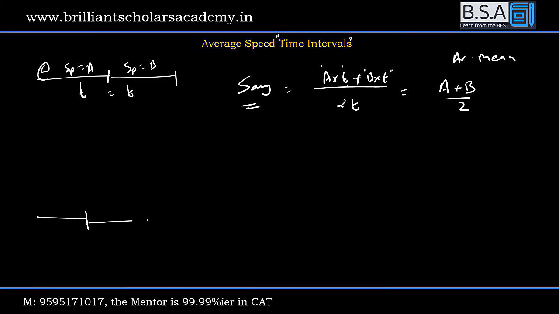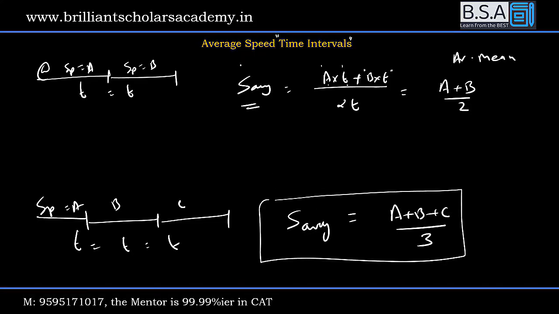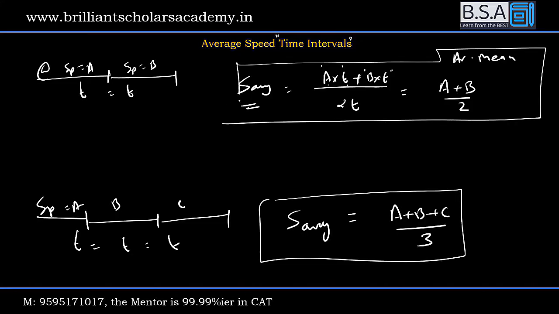If there are three partitions, you don't have to write too much. Time is equal. Speeds are A, B, and C. The formula looks like A plus B plus C directly upon 3. That is speed average. No rocket science. Absolute basic. You divide the journey in equal time parts, speed becomes the normal average.